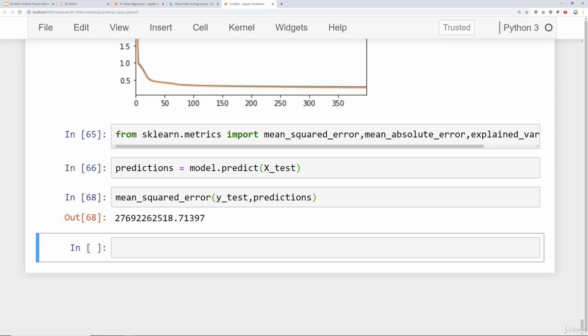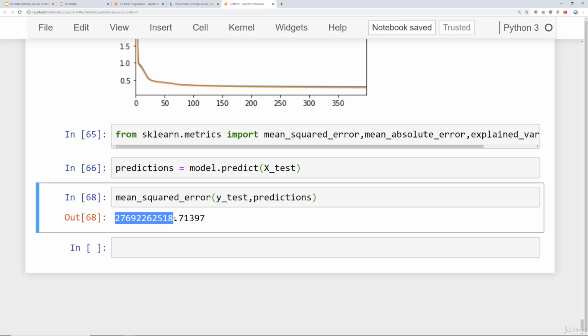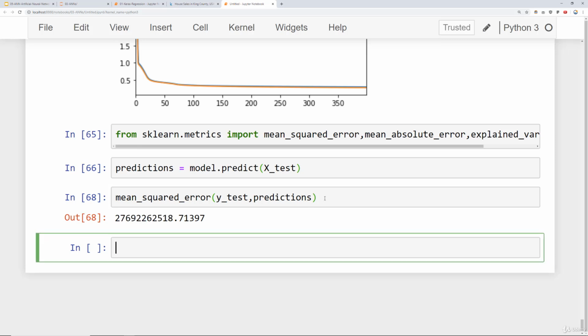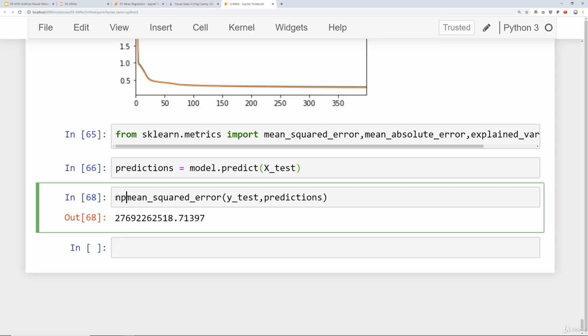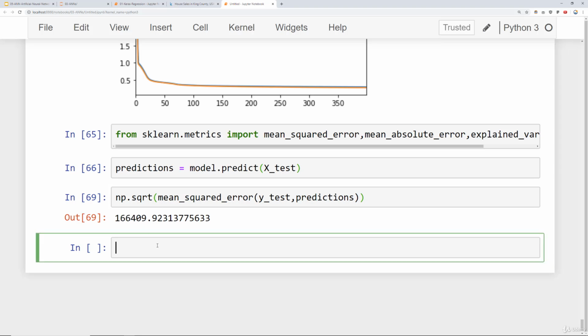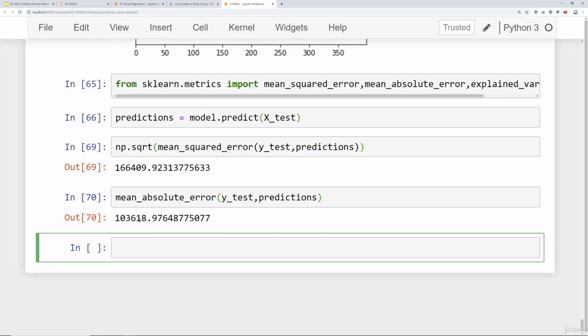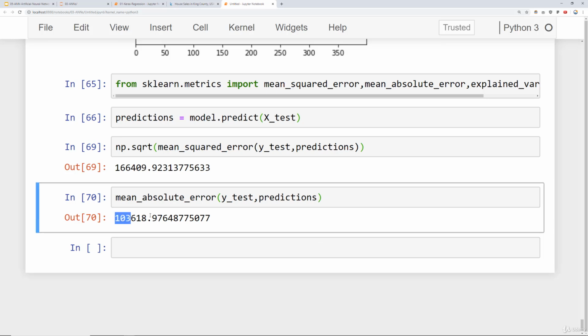Our total mean squared error here is this value. This is a very large value, which makes sense because we're dealing with the prices of houses and we're squaring those. This is really hard to interpret. So what we can do is get the root mean squared error by taking the square root of this, by running np.sqrt. This is our root mean squared error. Or we can also get the mean absolute error, which is really easy to interpret because it's essentially just your average absolute error across all your predictions. We can say y_test versus predictions, and it looks like our mean absolute error is about $100,000, so on average we're off by about $100,000.